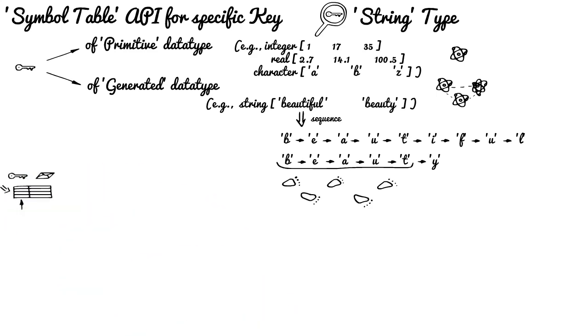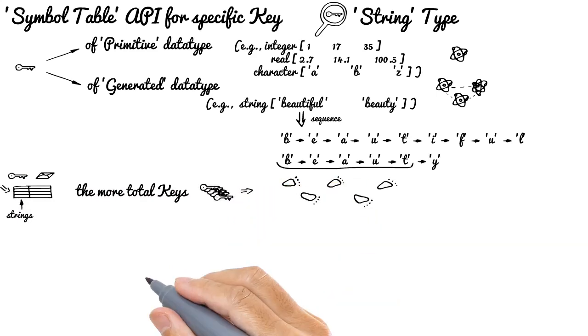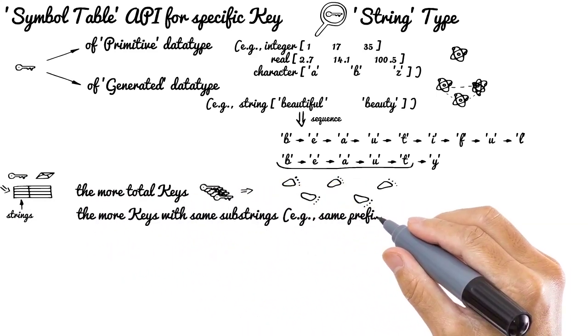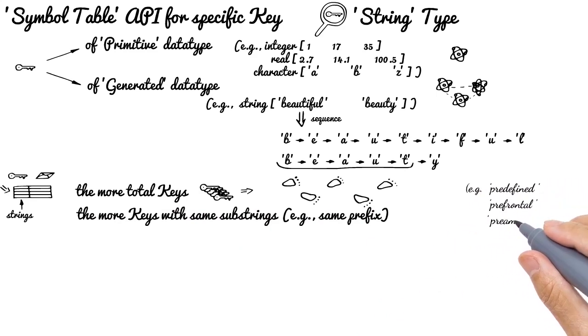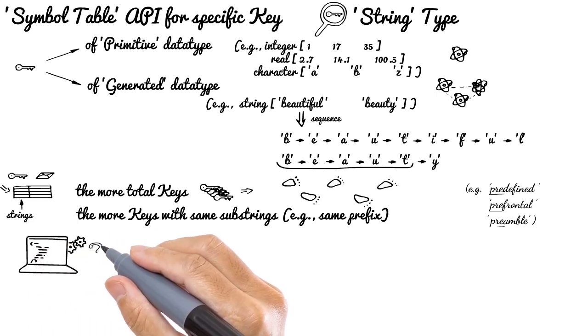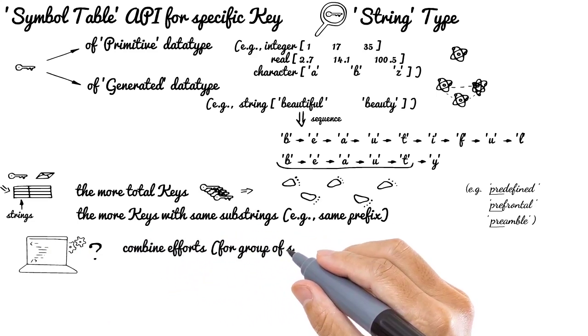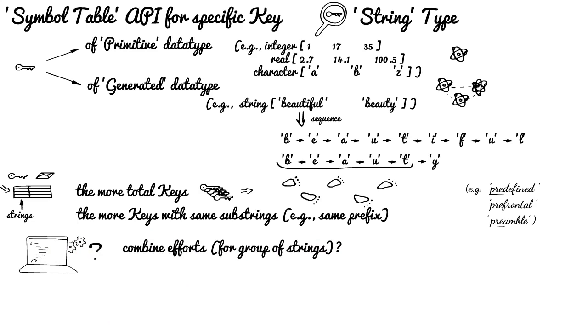Imagine that you have a symbol table with lots of key value pairs, where keys are strings. The larger the total number of pairs, the more chances to have lots of keys having the same substrings. For example, starting with the same prefix like predefined, prefrontal, preamble. When you search, there might be a lot of search misses before you could find a string. And for each string, the computer will spend several steps, even when some of them are with the same prefix. Is there any way to have an algorithm and/or appropriate data structure which would allow us to combine efforts and spend several steps not for each single string, but for a group of strings at a time?